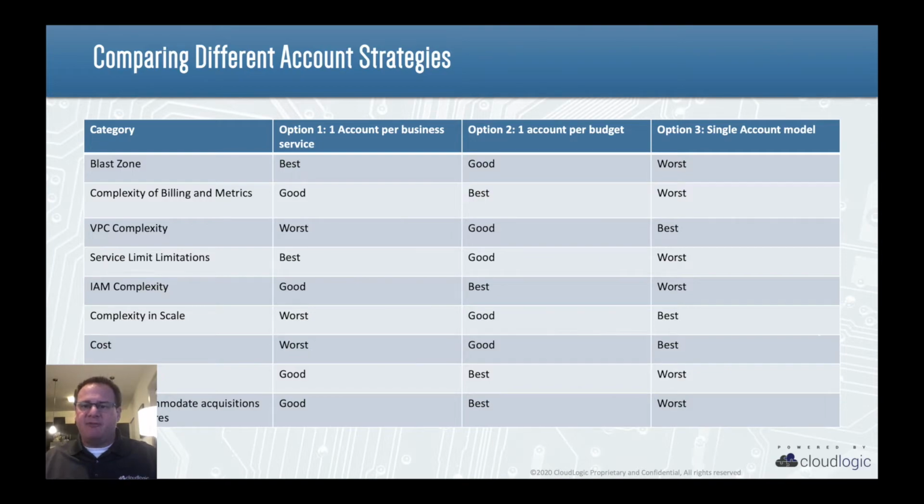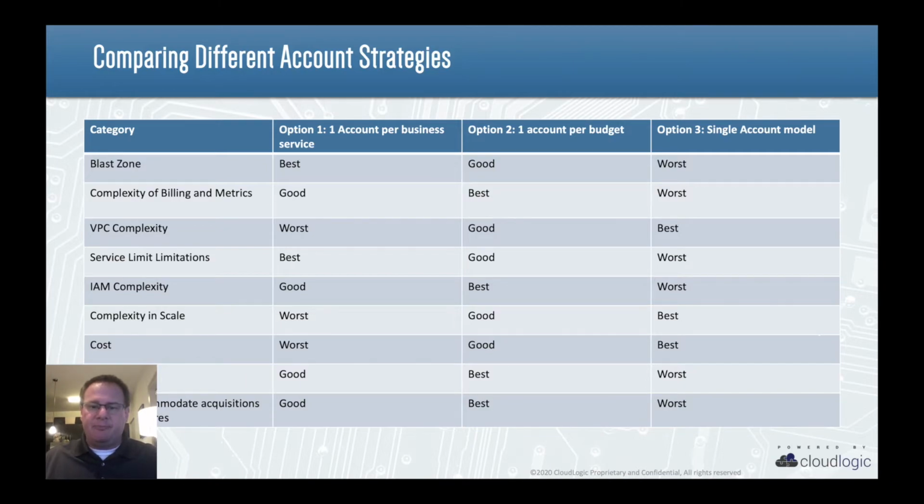During the last session, we covered the comparison of different account strategies for an enterprise based upon blast zones. So let's revisit this based upon the new contexts of VPCs and regions. We will look at a single account for all services, separating one account per budget or department, and separating one account per business service or workflow. In terms of billing complexity, an account is the billing entity. So with more accounts, one account per business service or department, that will naturally separate bills into those billing entities.